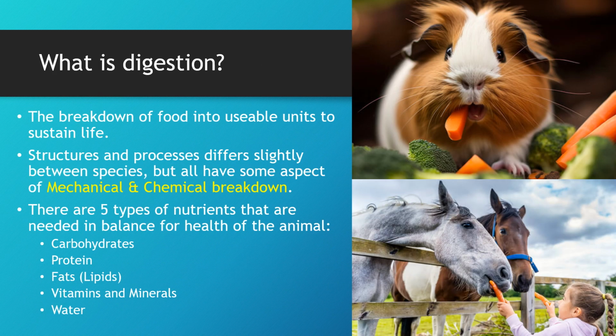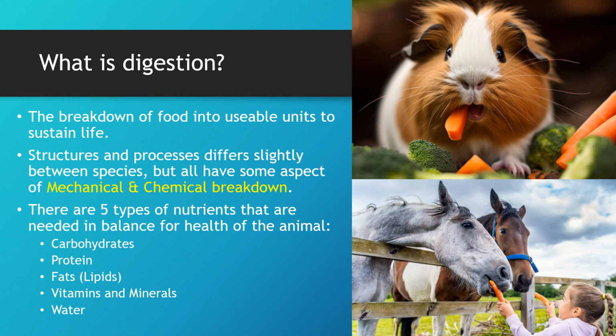So what is digestion? Digestion, as you probably already know, is the breakdown of food into usable units to sustain life. So we take in food, us, the guinea pig here, the horse as well, of course dogs and cats take in food, and that food can't be put into our bloodstream until it goes through several different layers of digestion. So the structures and processes differ slightly between species, and I have these two species up on the slide because while they're very different in appearance and size, they're very similar in their GI system. So they actually have a very similar way that they break down and digest their food.